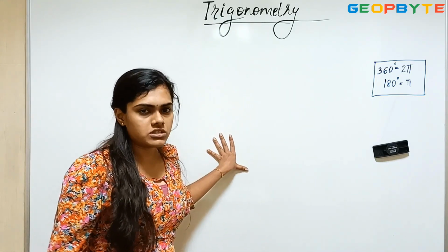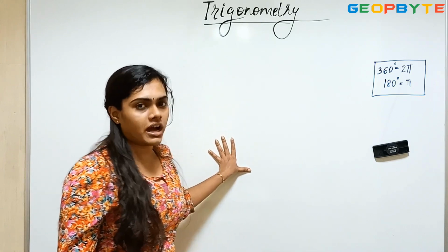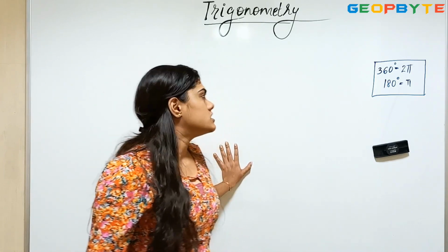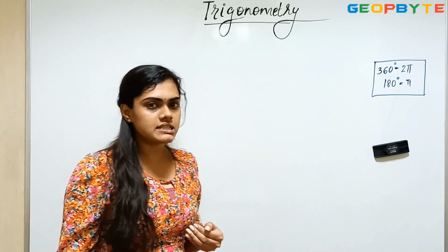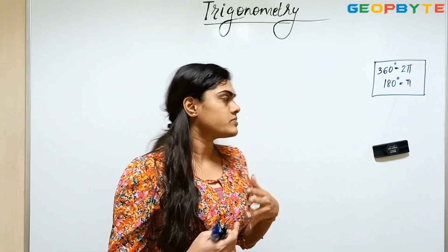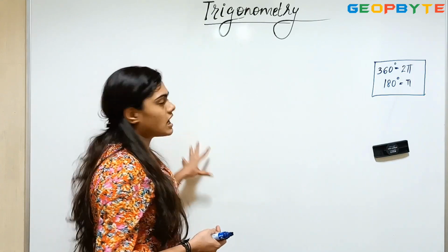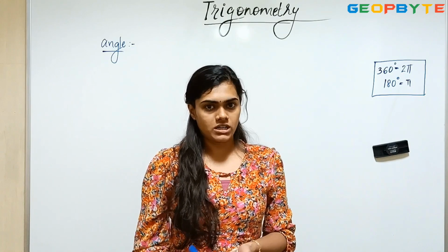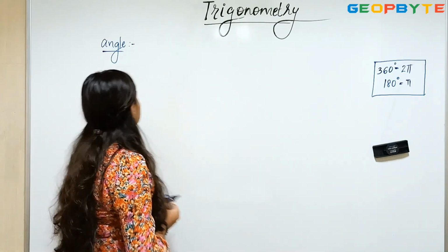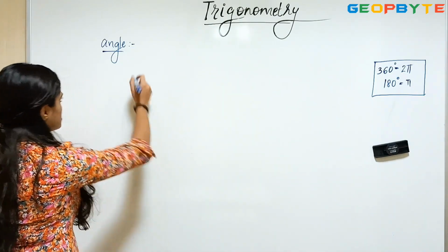Actually this chapter is very simple, but you have to learn some formulas by heart. With the proofs, it will be easy to remember the formulas. So, starting with trigonometry, first we need to know what an angle is. In our earlier classes, we would have already learned about angles. So what is an angle?